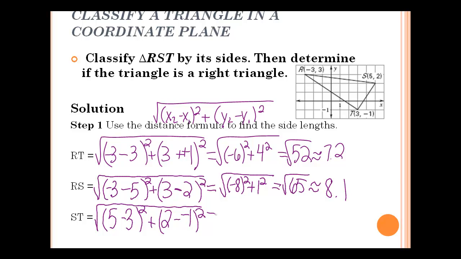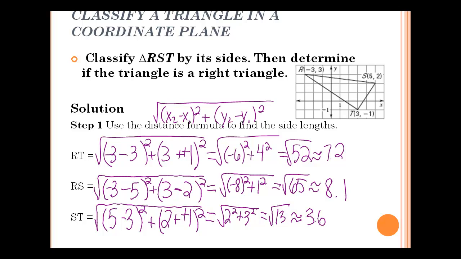And let's just simplify that. So I'll keep my square root. 5 minus 3 is 2, so I've got 2 squared plus 2 minus a negative 1. Well, that becomes addition, so 2 plus 1 is 3. So I've got 3 squared. So 2 squared is 4, 3 squared is 9. So I've got the square root of 13, which is about equal to 3.6.